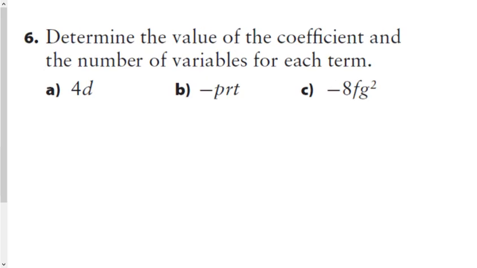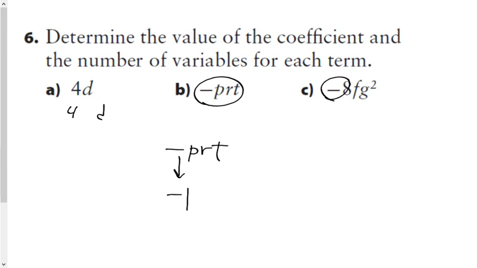Question 6, determine the value of the coefficient and the number of variables for each term. Here we go. We have 4 here. We use your variable. Here, different than the other one, we have a negative PRT. Your coefficient here, there appears to be none, but it's actually a -1 coefficient, right? -1 coefficient, and your variables are P, R, and T. Here you have a -8 coefficient. Your variables are B, F, and G.